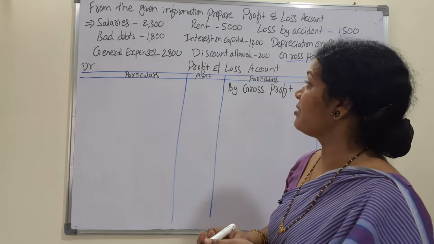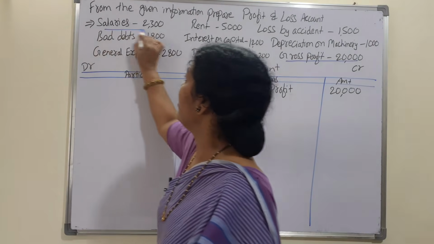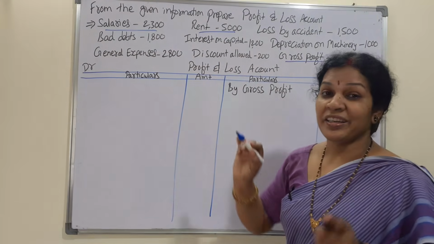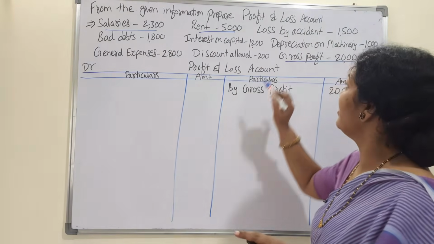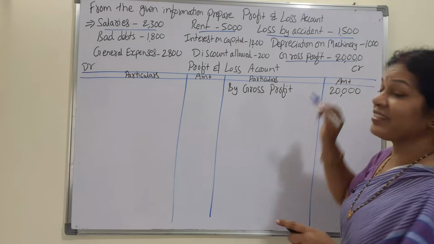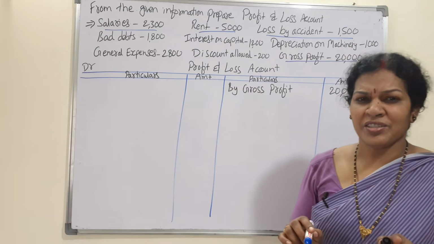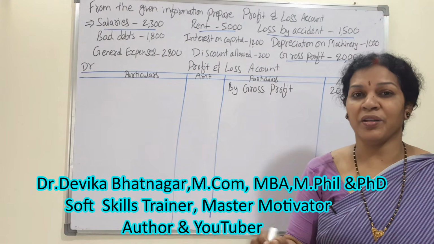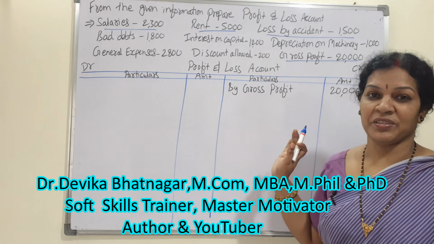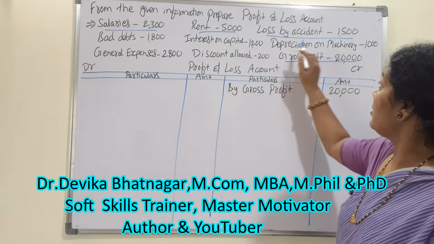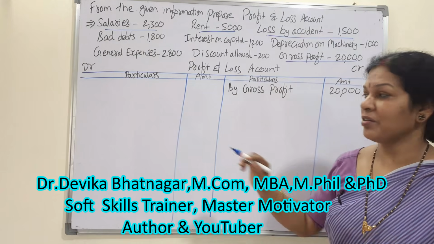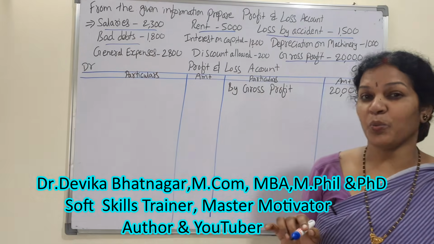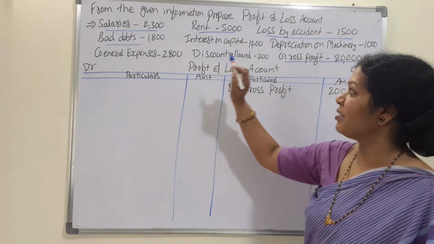First one is salaries. Salaries is an indirect expense. Rent is also an indirect expense. Loss by accident, loss, debit side. We write on the debit side indirect expenses and all losses. Credit side, incomes, right? So loss by accident is a loss, so it comes on the debit side. And bad debts is a loss. Why? I already explained. Bad debts is a loss.